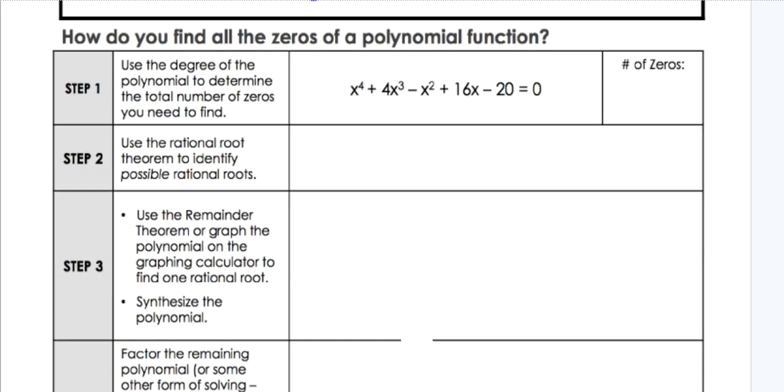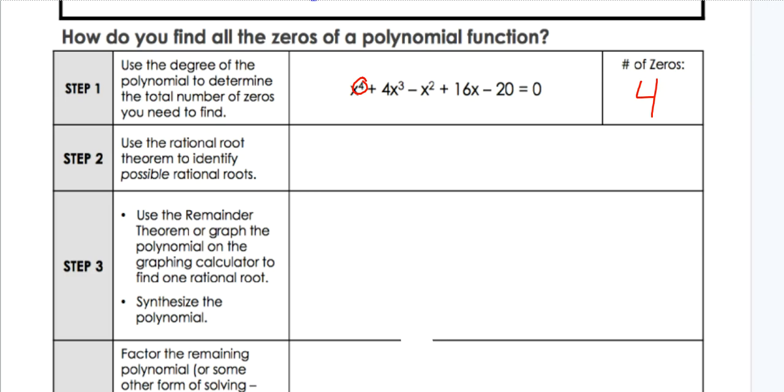Let's go through the steps to finding all of those different zeros. So step 1 is to use the degree again. So we're going to use that 4th degree to determine the total number of zeros we need to find. So we need to find 4 total zeros here between real and complex.